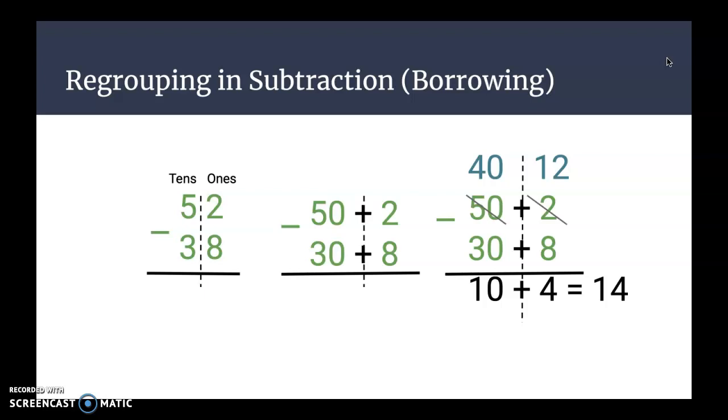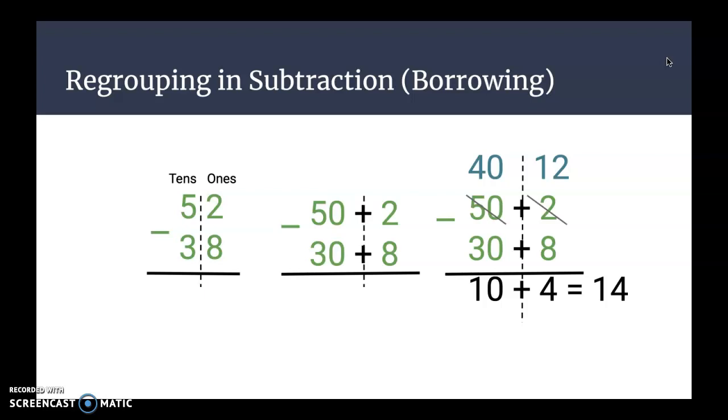We're going to add 50 plus 2 and then 30 plus 8. So now we're subtracting the ones place, and we'll see that we cannot take away 8. So now here's the regrouping part of it. So 10 is taken from 50, so that leaves us with 40. The 10 is added to the ones and gives us 12.